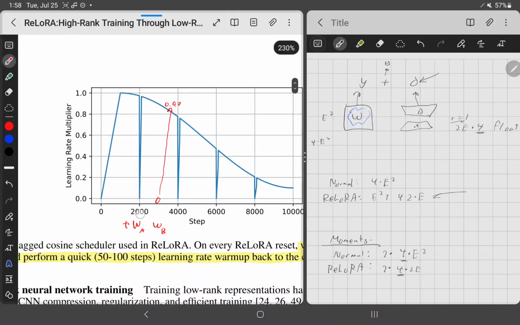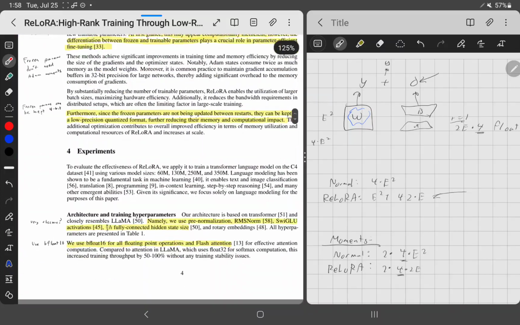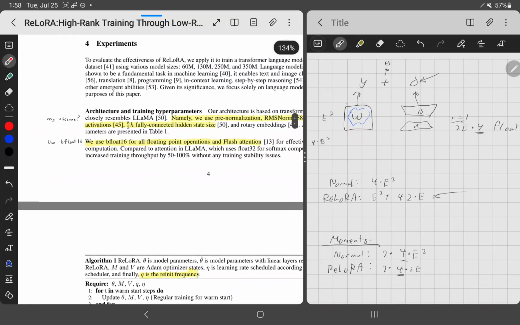So you have your initial warm-up, you keep going, and then this would be Q steps. This would be another Q steps, another Q steps, another Q steps, and another Q steps. You reset it, and you slowly do your warm-up. So this would be 0 learning rate, and you slowly warm up until you get to however many warm-up steps, maybe 50 to 100 warm-up steps. And this seems to work well for them.